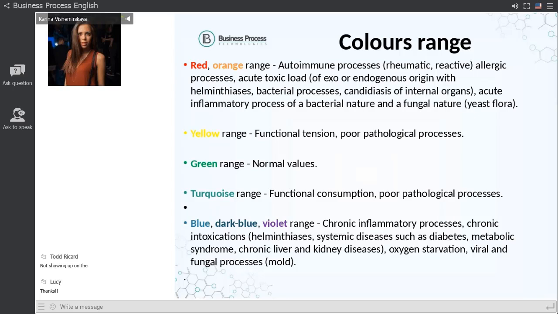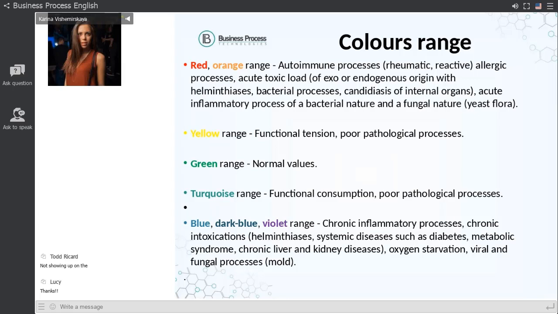So what it means: apart from green, yellow, red, and orange, this is hyperfunction of organs and systems. And from green to turquoise, blue, dark blue, and violet, it talks about hypofunction. Red and orange color can signify autoimmune processes, allergic processes, acute toxic loss, acute inflammatory processes of bacterial nature and fungal nature.